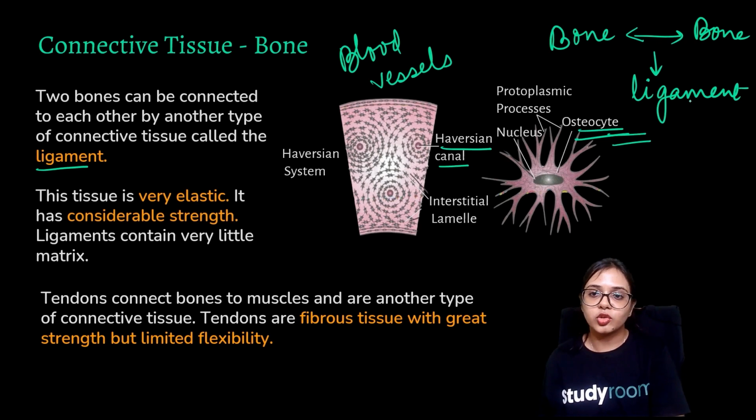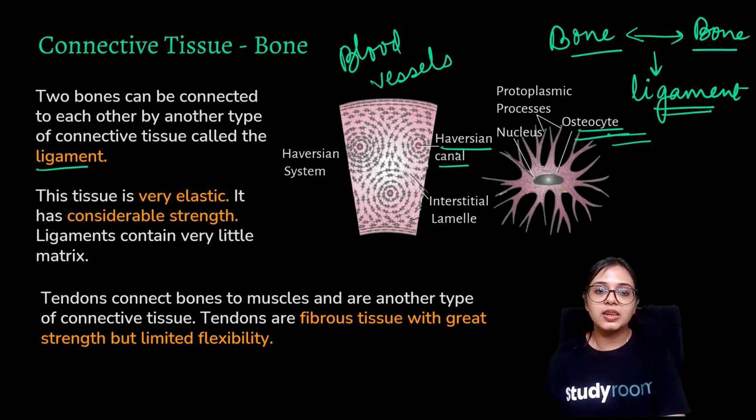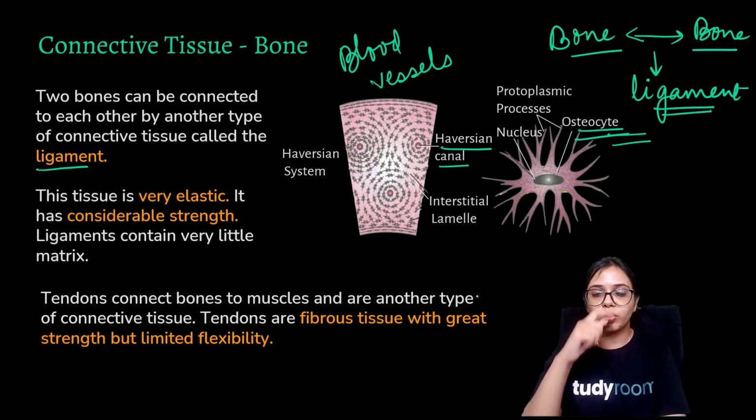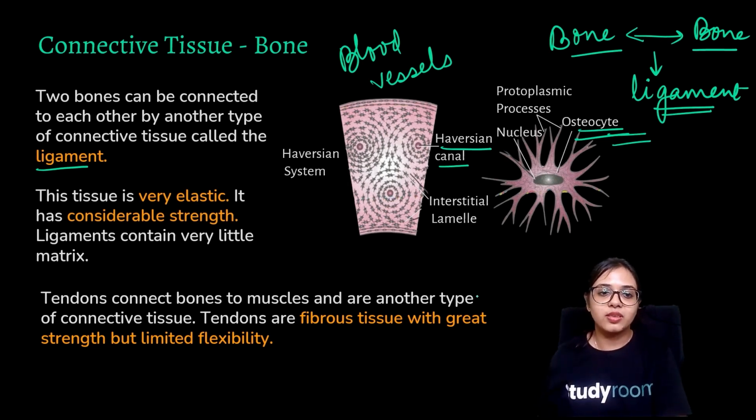This ligament tissue is very elastic and it has considerable strength because it is, after all, connecting two solid bones. Ligaments contain very little matrix because they have to stretch and basically hold together two bones in place. So its matrix is very less in amount.